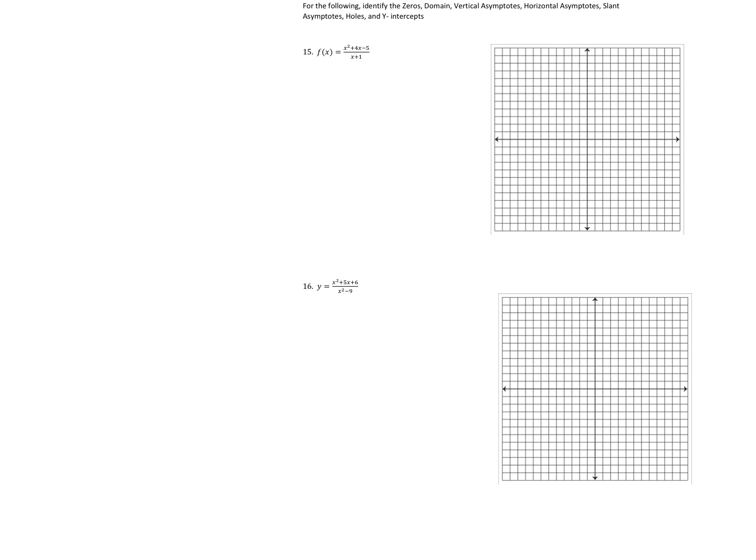We want to find the zeros. So we'll find our domain, vertical asymptote, horizontal asymptote, slant asymptote, zeros, y-intercept, and holes.